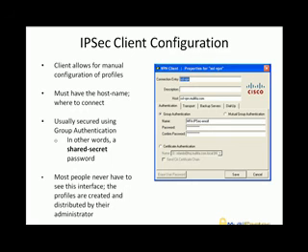Now, the IPSec configuration looks like this. Basically, it's a container for the variety of information that is required for the client to connect. Now, the client allows for the manual configuration of profiles, and it requires certain information. It has to have a host name. It has to know where to connect. And it is usually secured using group authentication. And you can see in this that we have an example. And that group authentication is based on a shared secret password.